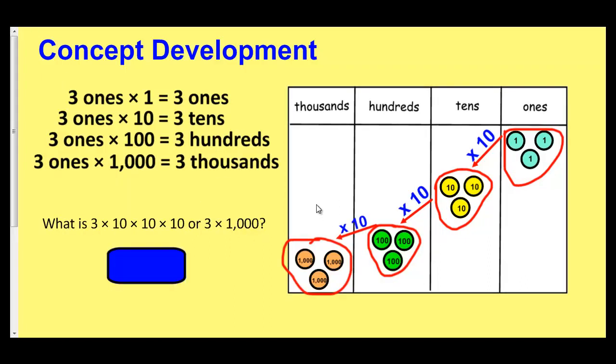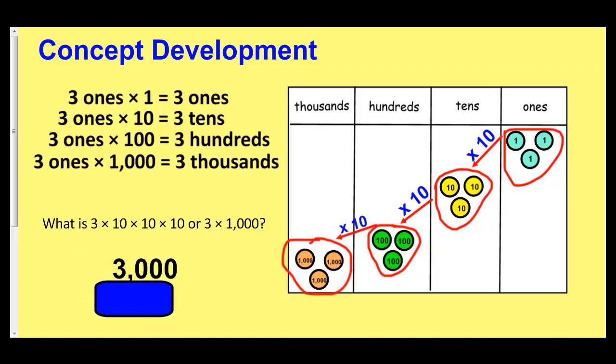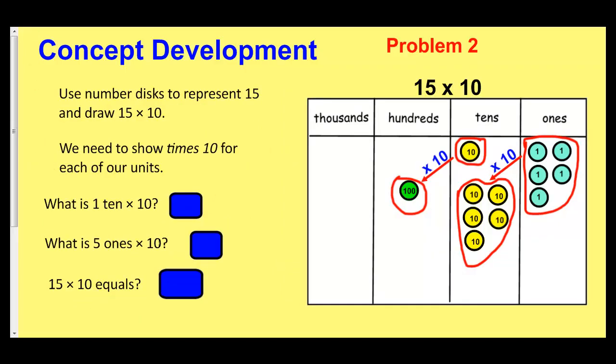Is this what you drew? 3 thousands? So 3 times 10 times 10 times 10 is the same thing as 3 times 1,000. And 3 times 1,000 is 3,000.